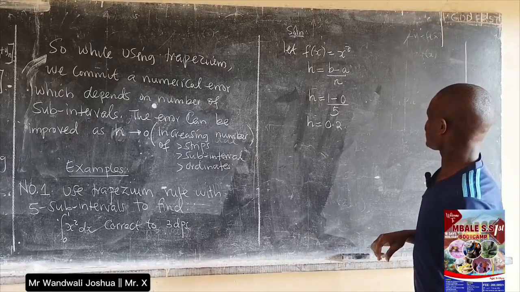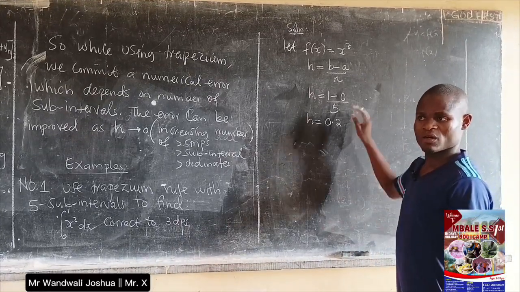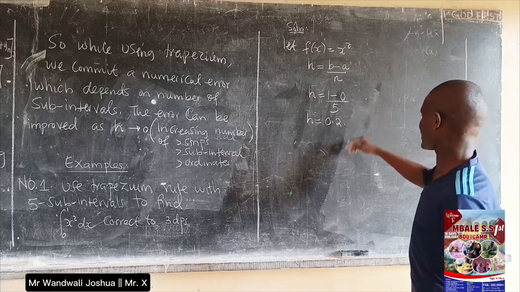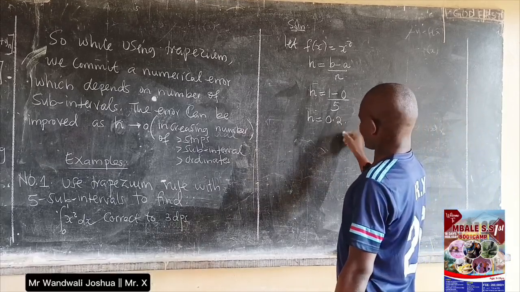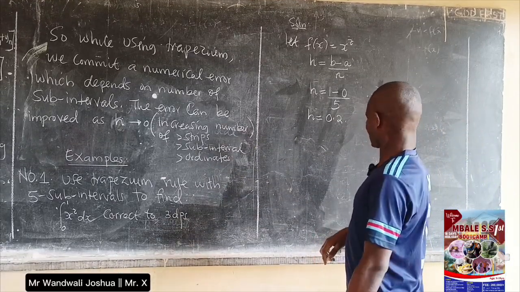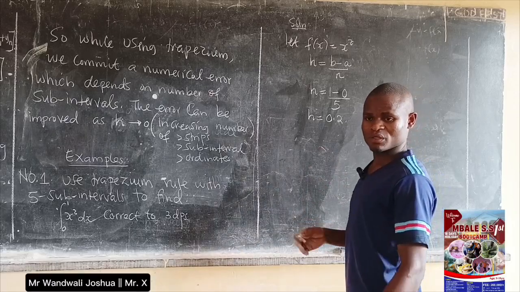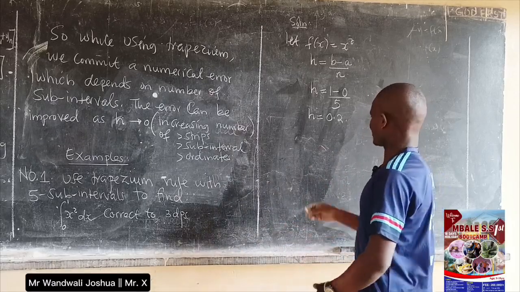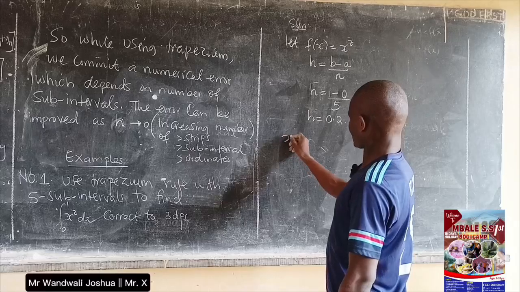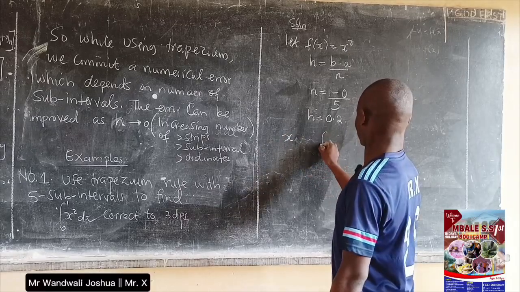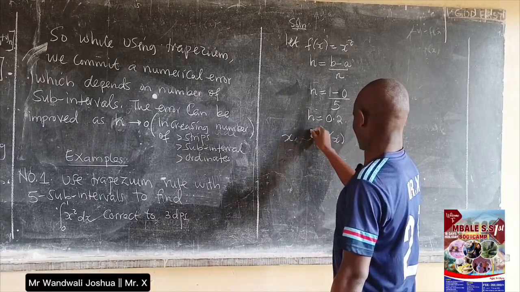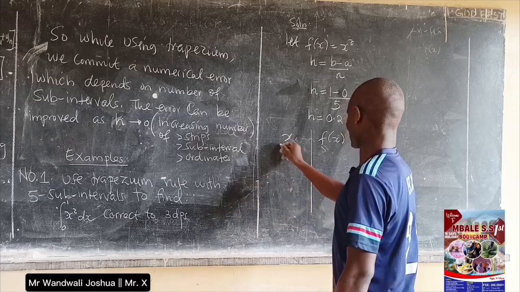Now, to candidates, when they are marking this work, this one already earns you 1 mark. So it is a bonus mark. This is going to be something like the height, or simply the interval. So what we do, we now write here x, we now write here f of x, then we form a table.